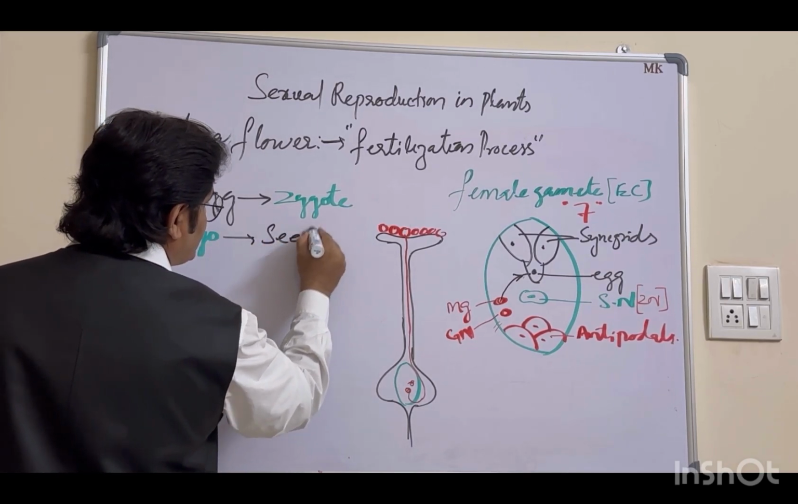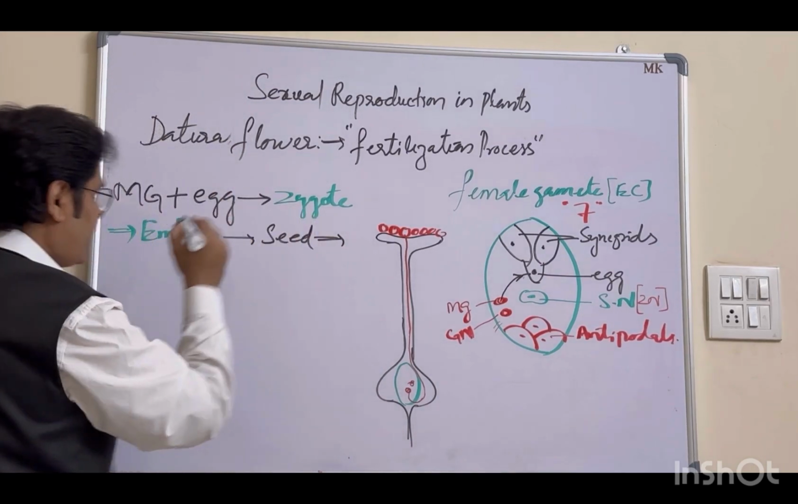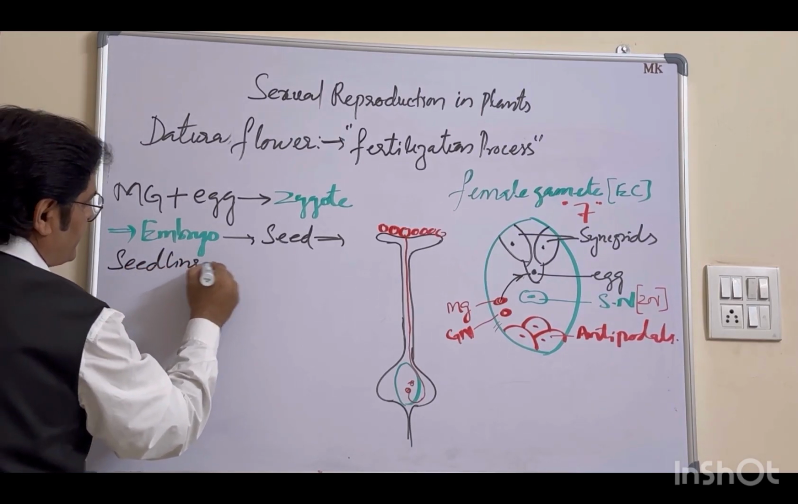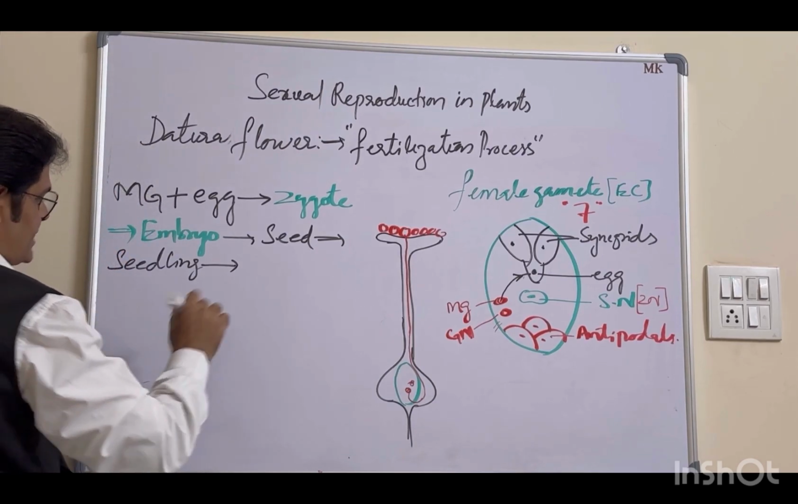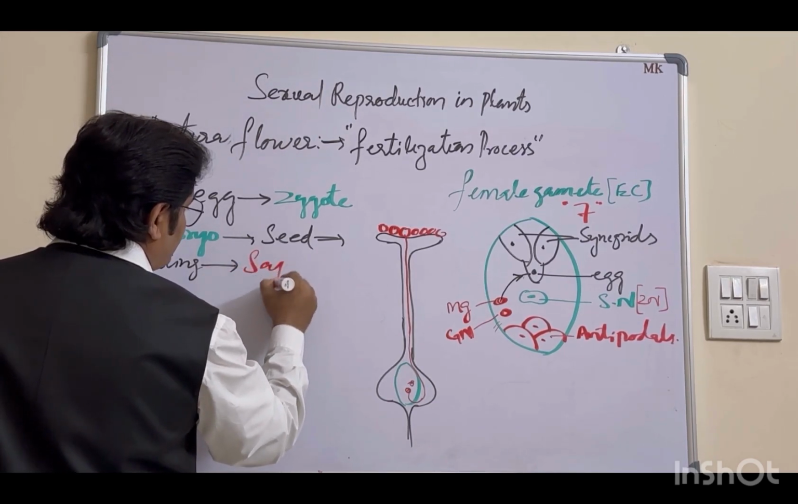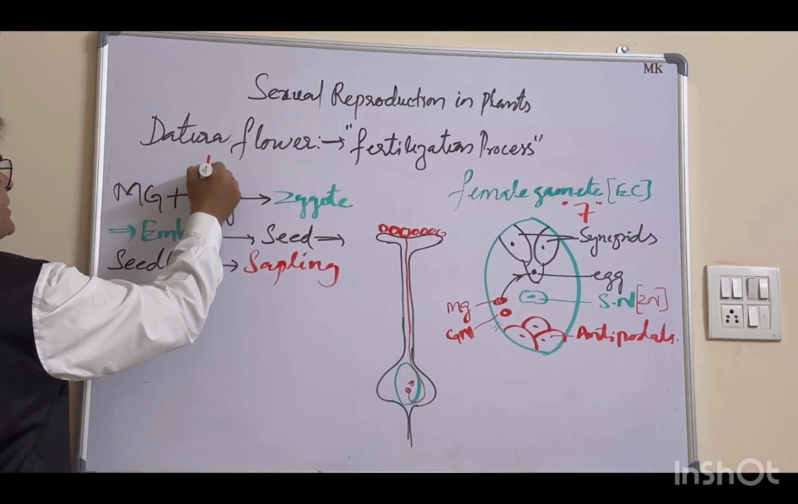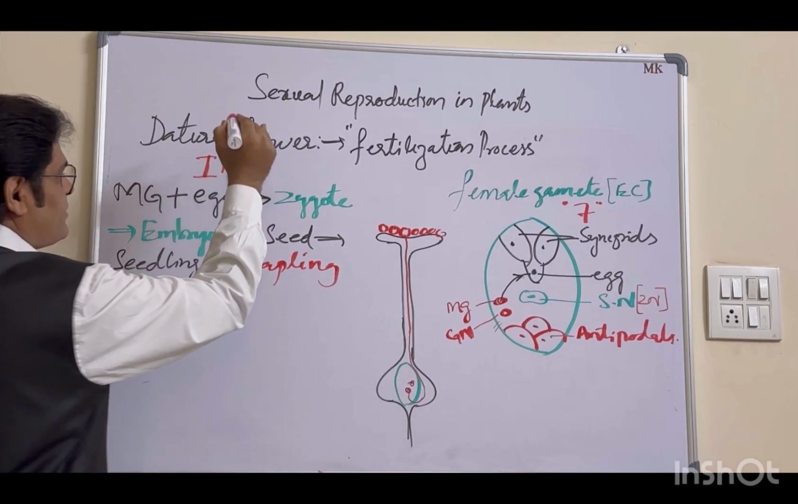And when the seed undergoes the process of seedling, then what is produced? A small baby plant. And what is the baby plant called? Sapling. This is the first phase of fertilization. Clear?